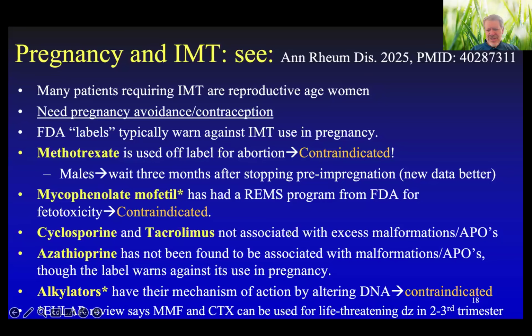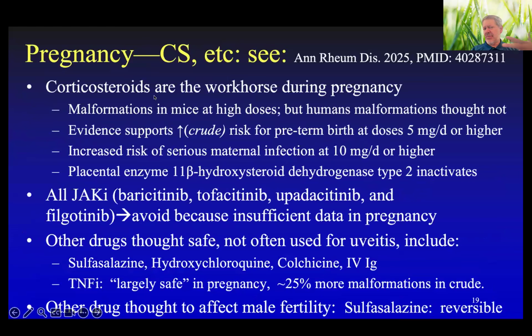Cyclosporin and tacrolimus haven't been associated with excess malformations. Tacrolimus does have a warning in the FDA label, but for cyclosporin, the warning surrounds more immunodeficiency. And there was a nice transplant study registry that showed no excess malformations. Azathioprine has also not been found to be associated with malformations or adverse pregnancy outcomes, although the label warns against its use in pregnancy. So these would be the best options if the person had to be pregnant and were needing therapy more than steroids. Corticosteroids have traditionally been thought to be the safe approach during pregnancy, but there is some suggestion that there's a higher risk of preterm birth at doses such as we often use, even in the 5 to 10 milligram range, as well as some suggestion of a higher risk of maternal infection.